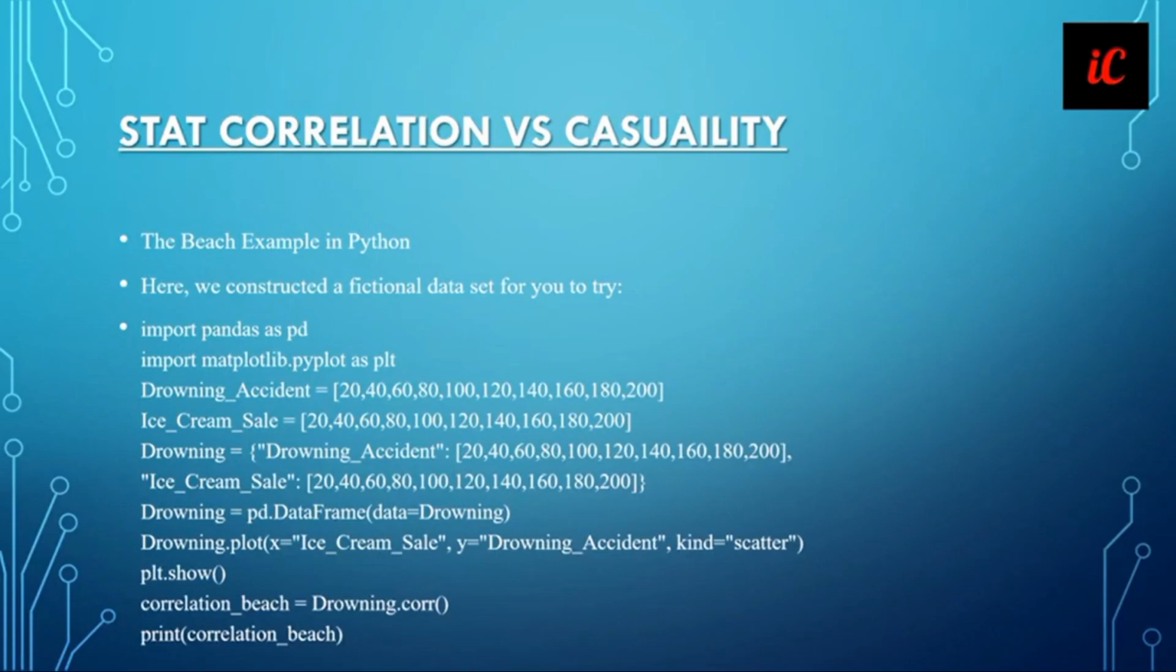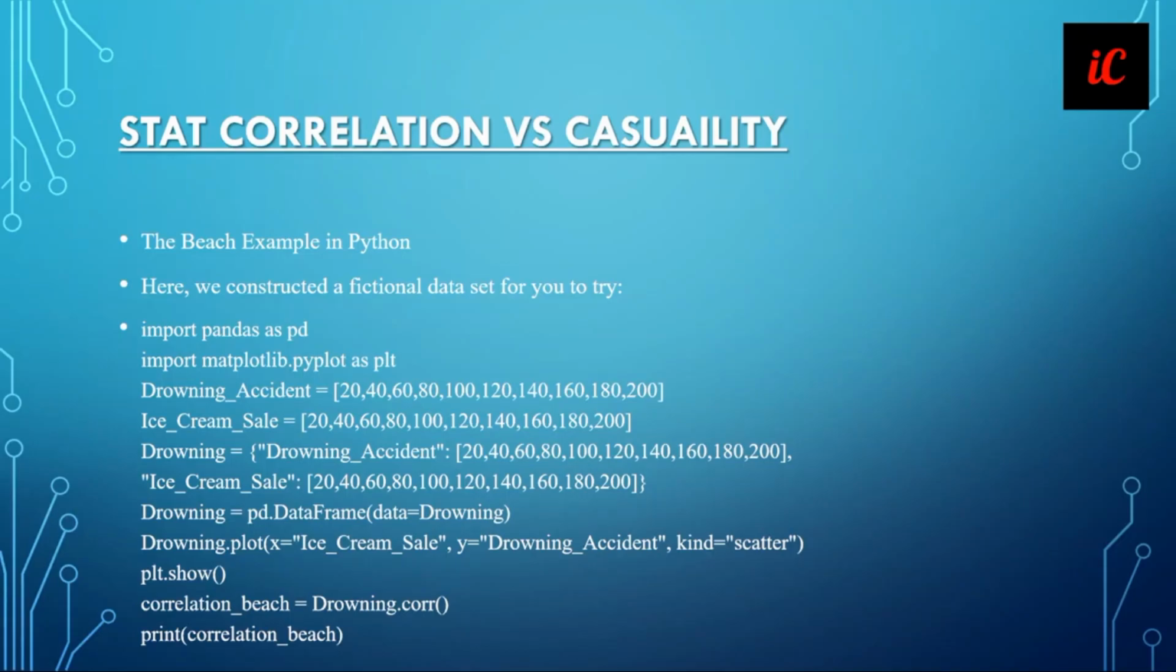Okay. So for the beach example in Python, here we constructed a fictional data set for you to try. Here I have provided the drowning accident array. The second thing I have provided is the ice cream sales array. Drowning equals the drowning accident array, plus the ice cream sales array given here. I have to compare these and find the relationship between them. I will write these details, and after that the output will be provided.